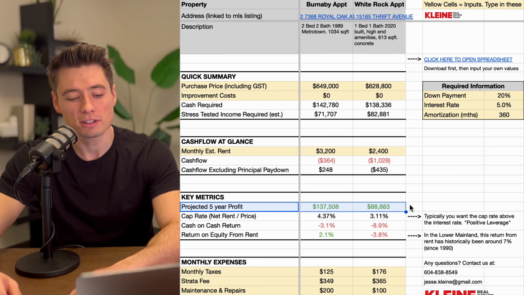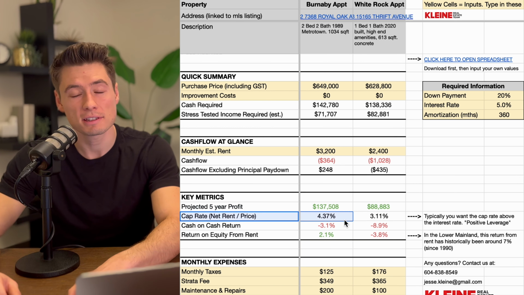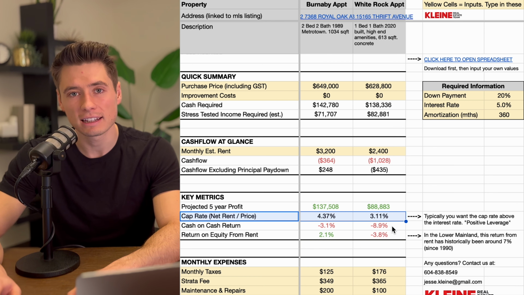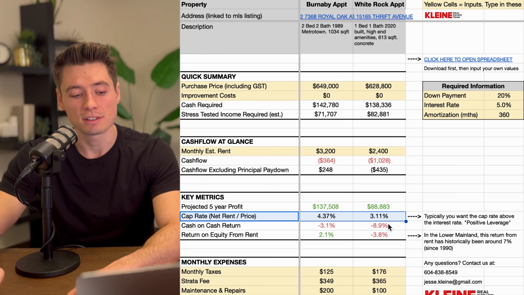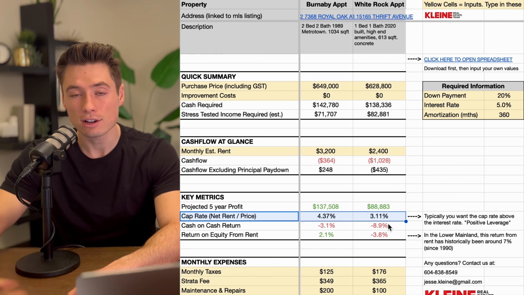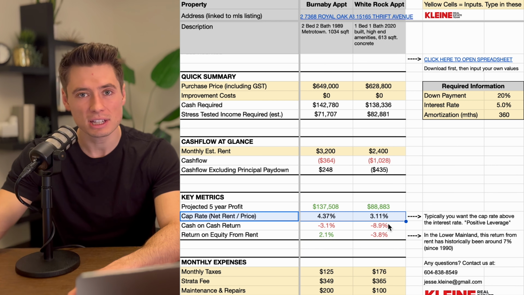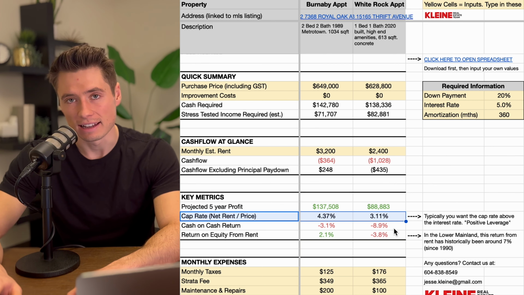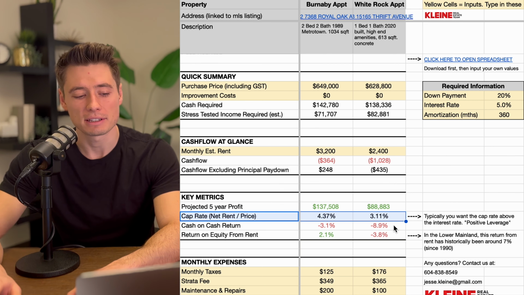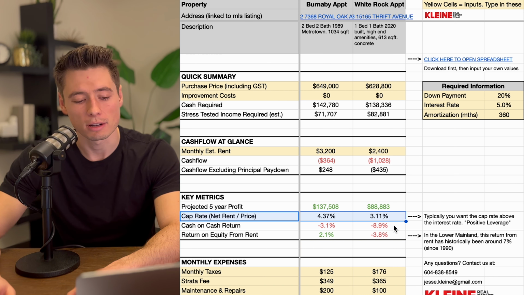Cap rate. This is super important for rental properties. This is basically your net operating income, so your rent minus your property taxes, strata fees, maintenance, and so on, divided by the purchase price. So this is basically what your yield would be if you used zero debt on the property, if you just bought it 100% cash. Your rent every year is basically a dividend if you don't use debt. That's how you can look at this, 4.37%. And your appreciation is on top of that.